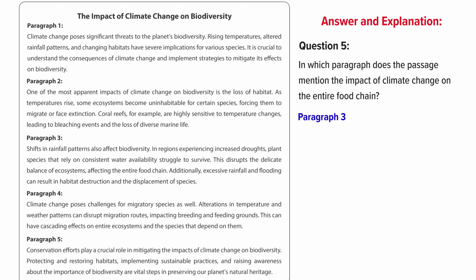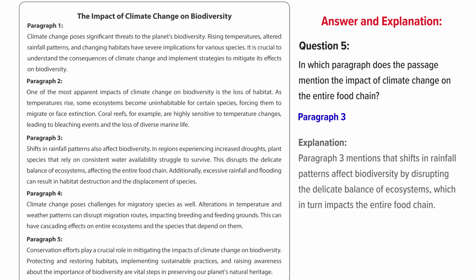Question 5. Paragraph 3. Here is an explanation. Paragraph 3 mentions that shifts in rainfall patterns affect biodiversity by disrupting the delicate balance of ecosystems, which in turn impacts the entire food chain.